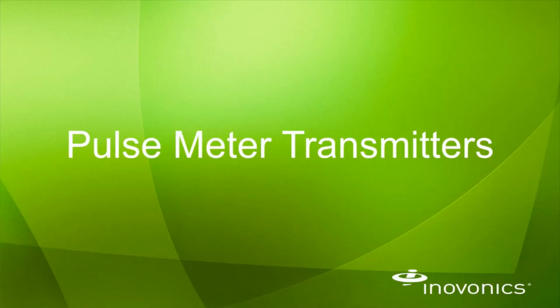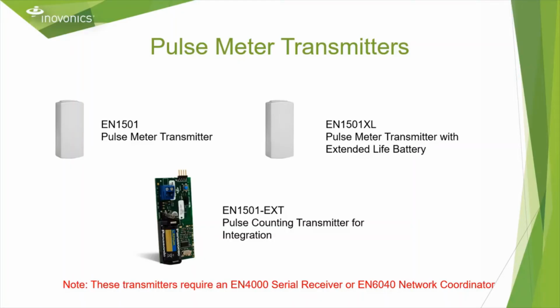Let's move on to our submetering transmitters, our PMTs, otherwise known as pulse meter transmitters. We make 3 different PMTs: our EN1501, EN1501XL with extended battery life, and our EN1501EXT, designed to be integrated into a meter as one unit. These transmitters are designed to monitor the flow of water, gas, or electricity flowing through a meter with pulsed outputs. It is important to note that these transmitters only work with our EN4000 receiver and EN6040 network coordinator.